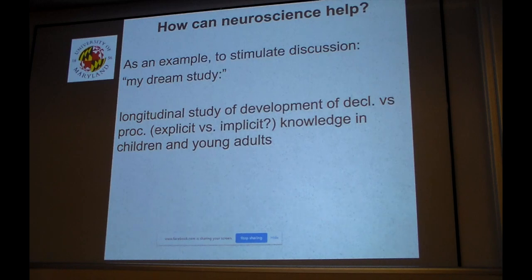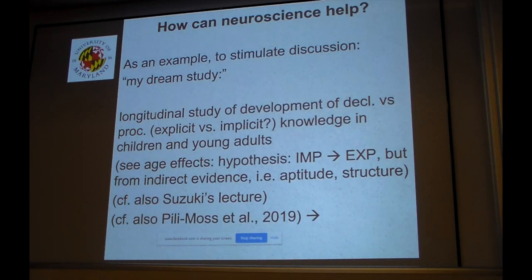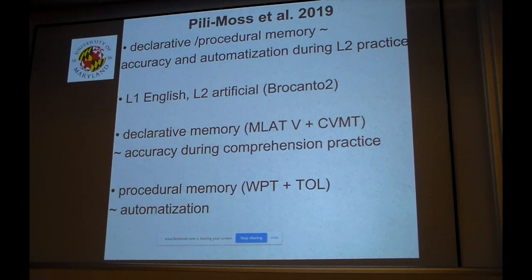I mean, it's not just a quantitative difference in how much they learn. So I already mentioned my hypothesis, shared by at least some people, that there is a shift from implicit to explicit learning. But there's also indirect evidence from aptitude correlations, from structure and so on, as I mentioned before. And Yuichi also referred, of course, to this implicit-explicit distinction and how you can look at it with fMRI. There's also a very interesting study by Moss et al. that came out very recently in Bilingualism. So I'd like to briefly summarize that as background to what I want to talk about.